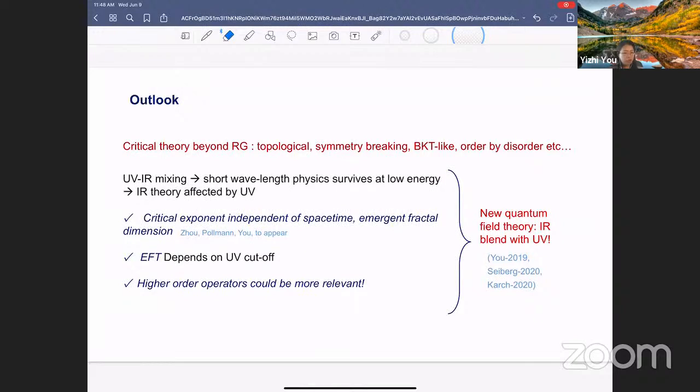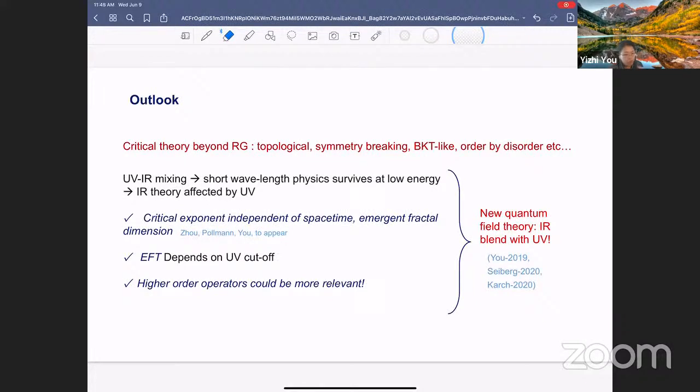In principle, these theories contain UV-IR mixing. So the effective theory is very dependent on a UV cutoff. And hence we can expect some interesting phenomena, like the higher order operators could be more relevant than the lower order operator itself, because short wavelength physics plays an important role and these higher order operators could have more mixing and resonance with the short wavelength modes. That is why they finally play an important role and finally become the relevant operator that drives the phase transition.